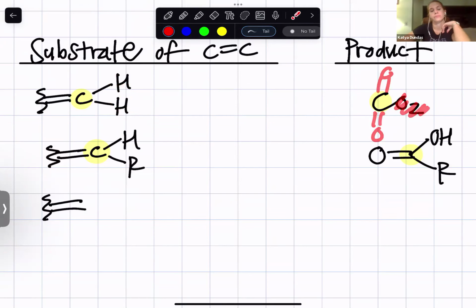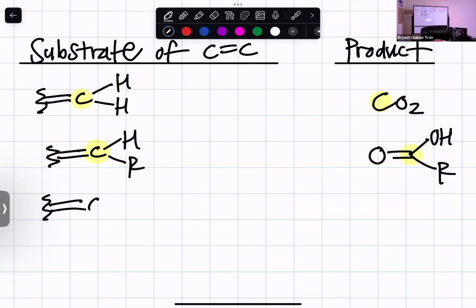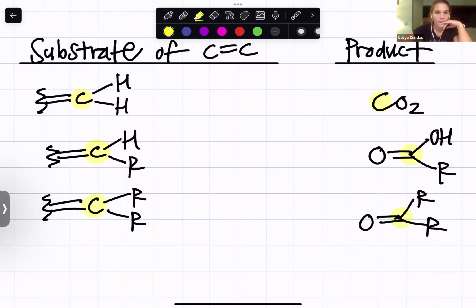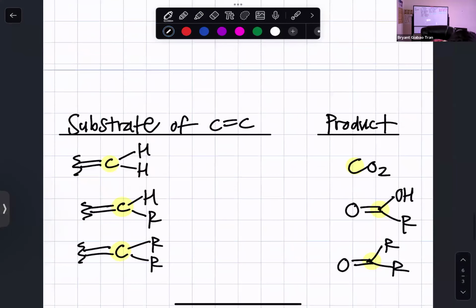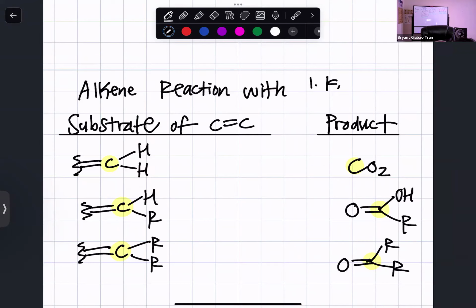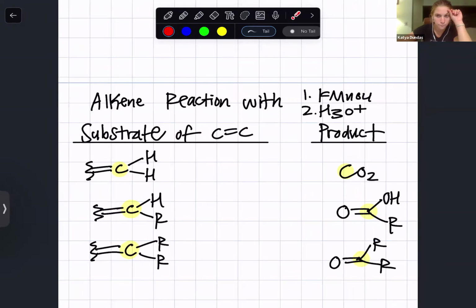Like that. And then for this one here, where it's secondary, attached to 2 R groups, it's going to form a ketone, where this carbon here is that carbon right there. And this is for the alkene reaction with first step KMnO4, second step acid workup. Any kind of strong acid, hydronium ion H3O+ or H2SO4.